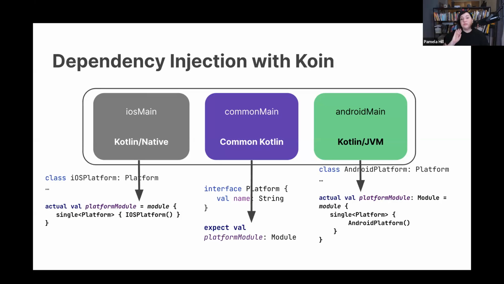The Koin DSL on the right-hand side is basically saying that whenever I am injecting something of type Platform, please make it a singleton, and please pass this singleton of AndroidPlatform whenever I'm injecting Platform. On the left-hand side for iOS, it's doing the same thing. It's saying whenever you are injecting something of type Platform, please return a singleton of type IOSPlatform.